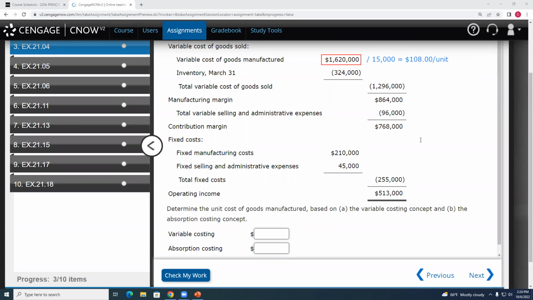Because they've already presented us with the variable costing income statement, that one was pretty straightforward. Any questions about that though? And I'll plug that into our table here in a minute. Everybody okay with that one?